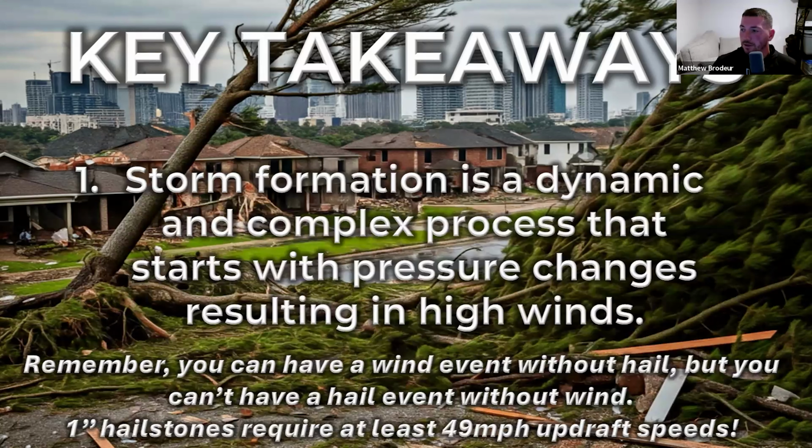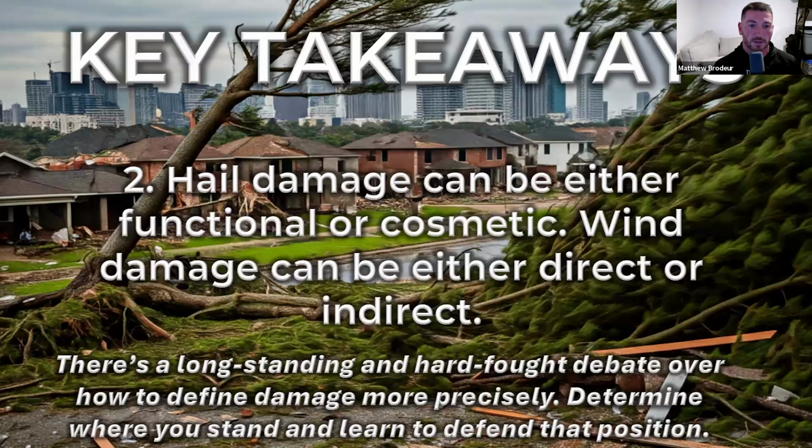Really quick. Key takeaway number 1: storm formation is a dynamic and complex process that starts with pressure changes resulting in high winds. Okay, and the takeaway there is wind comes first, hail comes second. So if you're looking at hail damage, keep your eye peeled for wind damage as well. The same is not true for wind. If you have a wind event, you don't necessarily have hail, but if you have hail, you do necessarily have high winds, depending on how big the hail is. If you've got hail damage, there's probably some pretty good speeds of wind there.